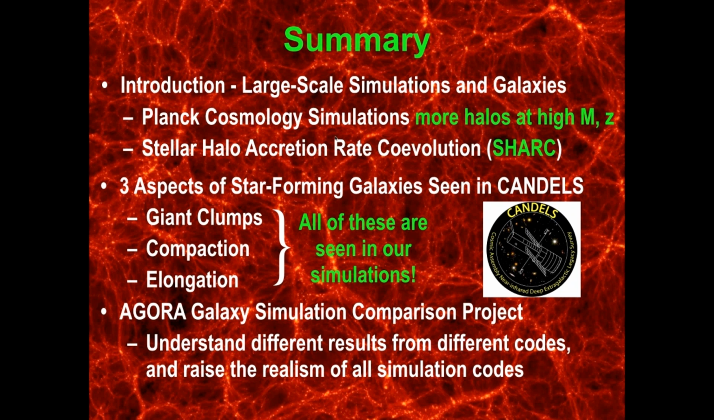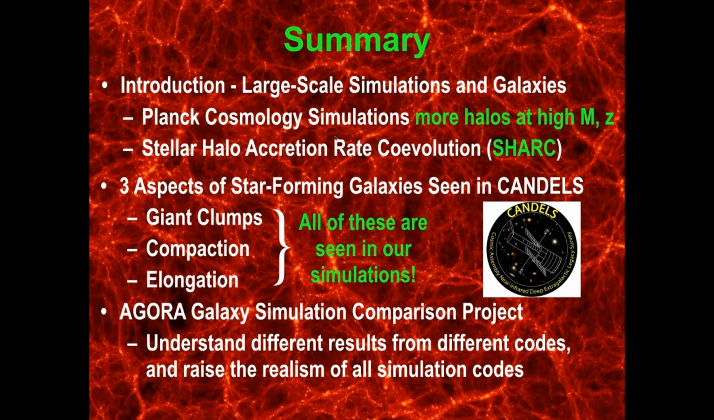And I have a question. You said that there are differences between the different codes, and what are you going to learn about the assumptions of the baryon physics? As you said, too much feedback or not, and how do you think putting together these new observations from James Webb and the simulations would improve the baryon physics knowledge?